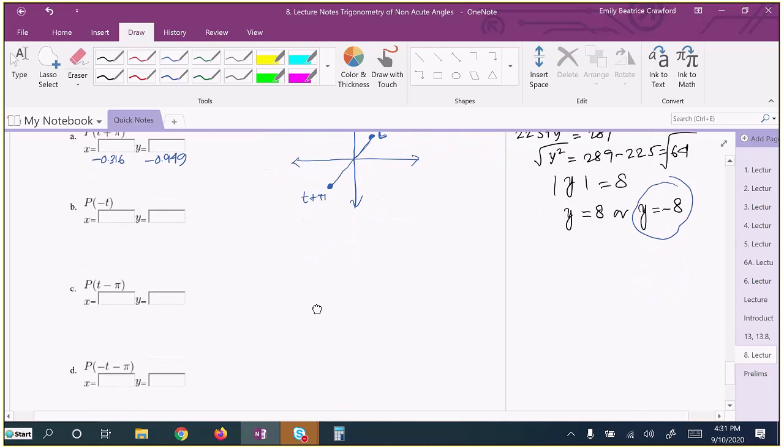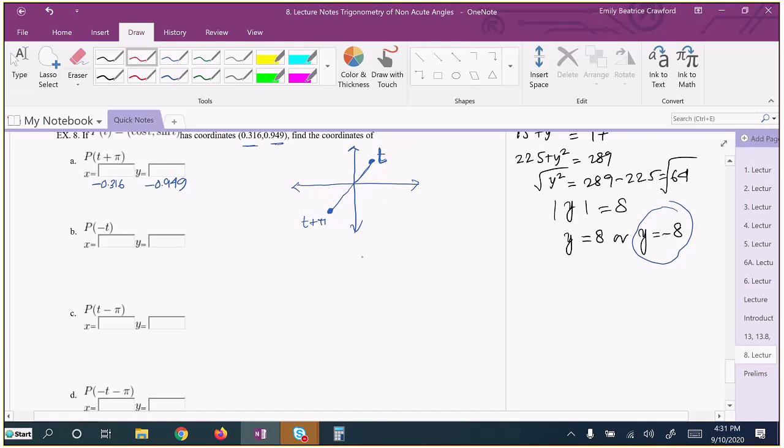For the second one, it is P of negative t. So again, t is in the first quadrant because both x and y for t are positive. If this is t, that's a positive t, the negative t will be in the clockwise direction, so that should be the same measure of the angle, just in the clockwise direction. So this should be my negative t. But negative t is in the fourth quadrant, so x is positive, so I'm going to say that this is 0.316, but y is negative, so that's minus 0.949.